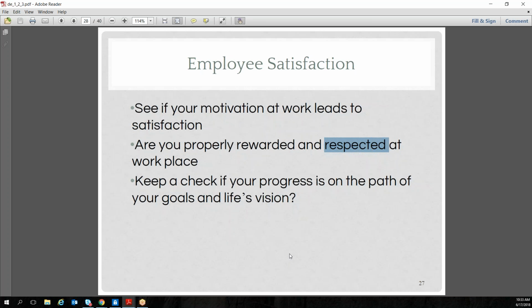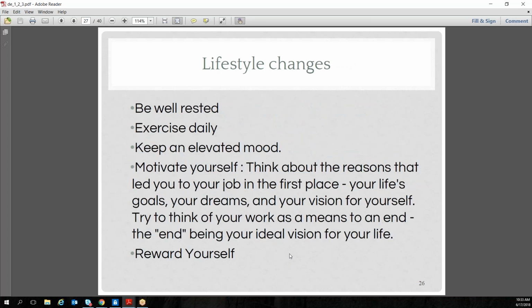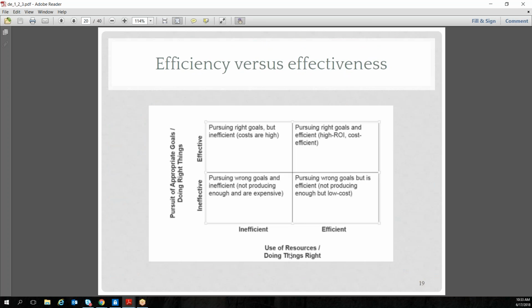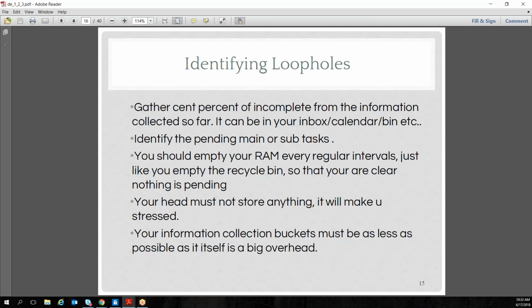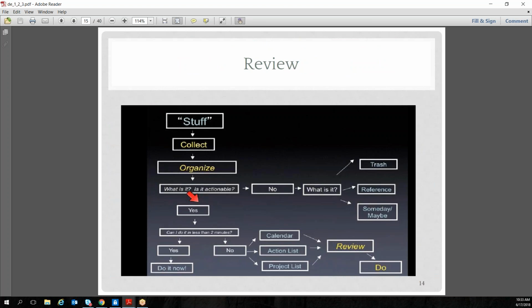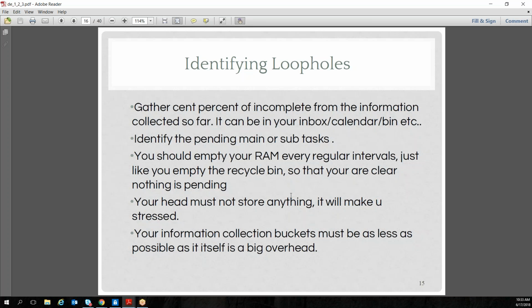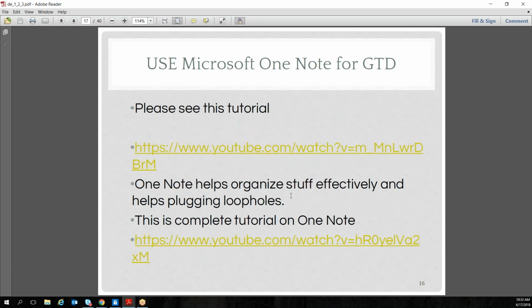Yeah. So this is what I had for today. Let's have a quick review of what we have discussed so far. We discussed how to identify the shortcomings, which we can do by identifying the loopholes as we discussed in the beginning. To plug the loopholes, we can make use of Microsoft OneNote. We saw a tutorial on this. Now this is your assignment to learn Microsoft OneNote more effectively.